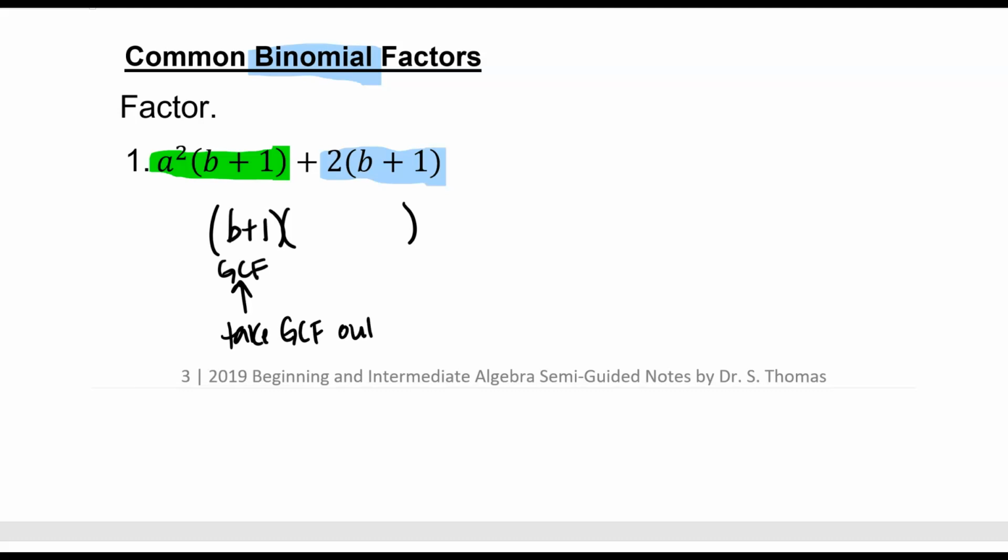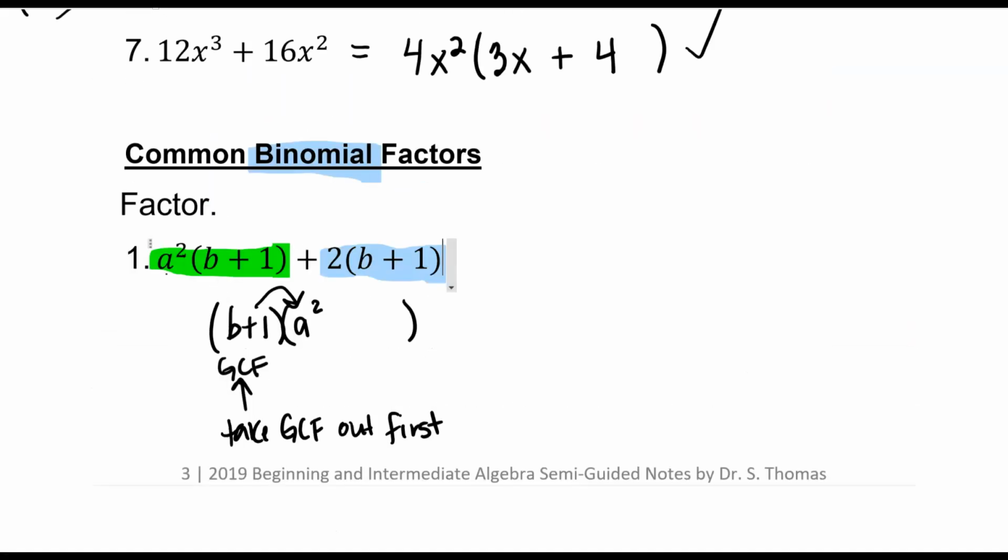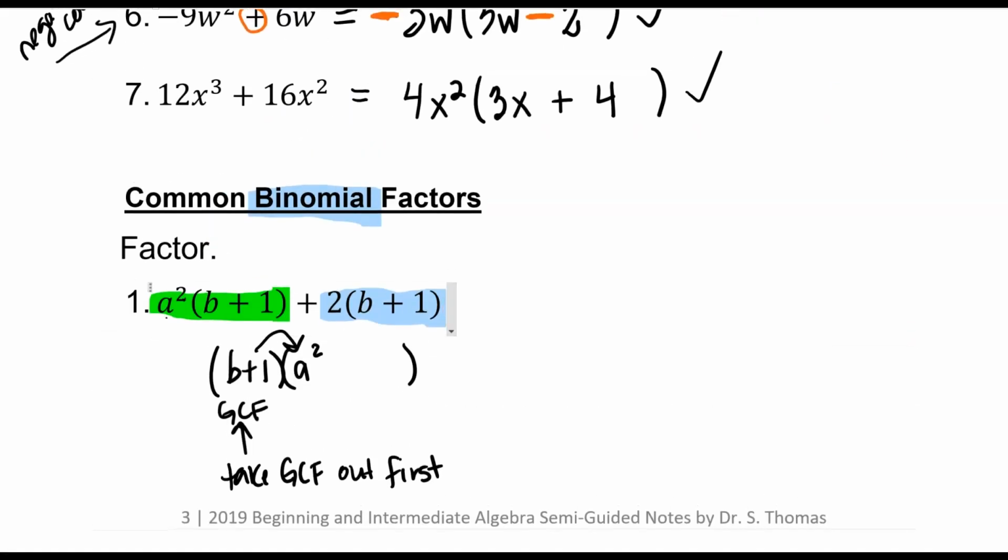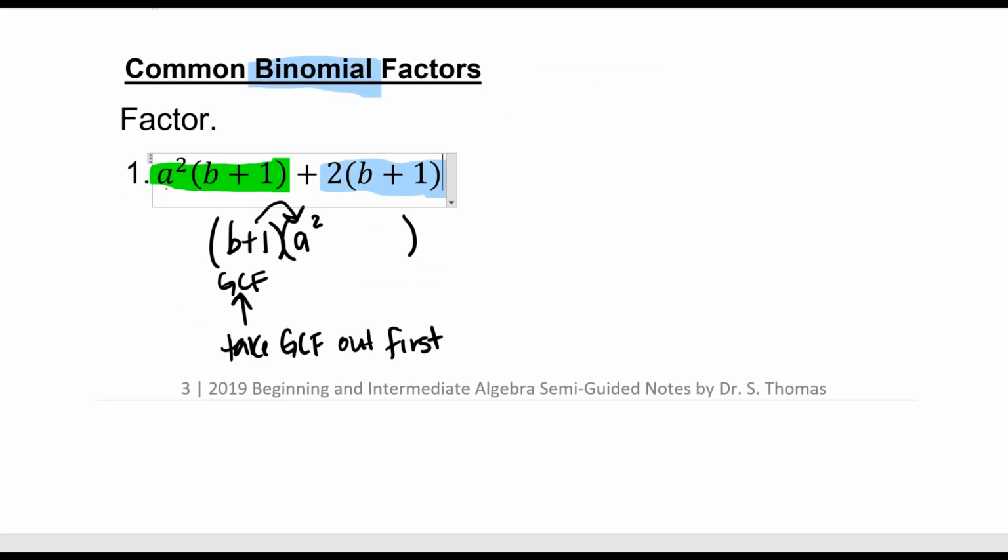Take the GCF out first. And we usually write it down first, right? We write it down first and we decide what times that GCF will give us back, for example, the green part. So what times b plus 1 will give us a squared times b plus 1? Well, we only have to be a squared because we have the b plus 1. B plus 1 times a squared is the same as a squared times b plus 1.